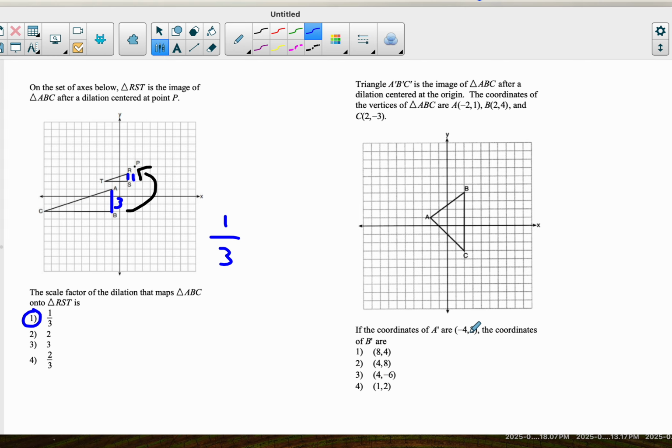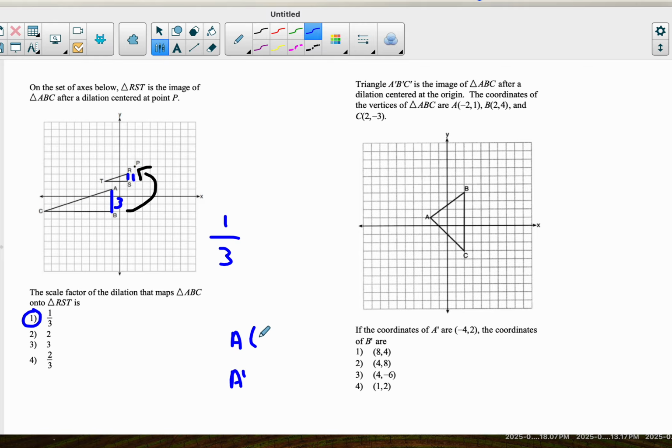If the coordinates of A prime are -4, 2, then what are the coordinates of B prime? So in order to figure out how to get B prime, I need to figure out what the scale factor was of this dilation. So in order to do that, I'm going to compare point A and point A prime.